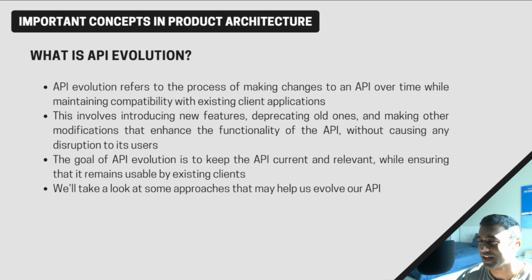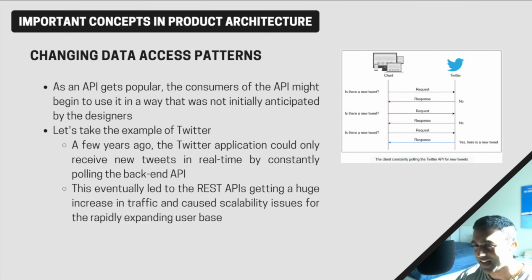The goal of API evolution is to keep the API current and relevant while ensuring that it remains usable by existing applications. And we'll take a look at some approaches that may help us evolve our API. So let's talk about changing data access patterns.